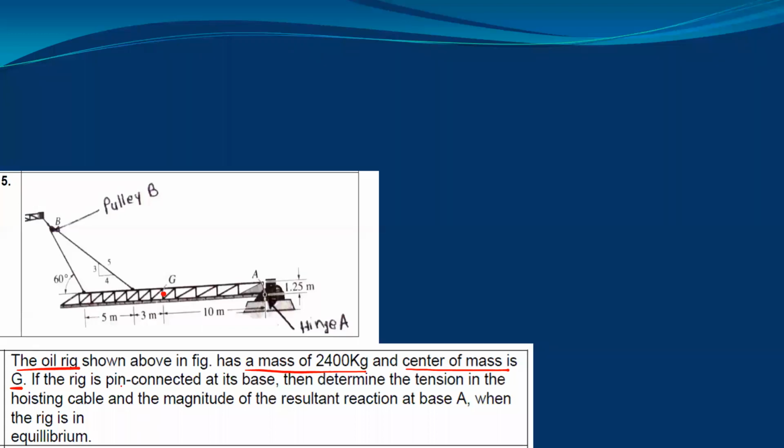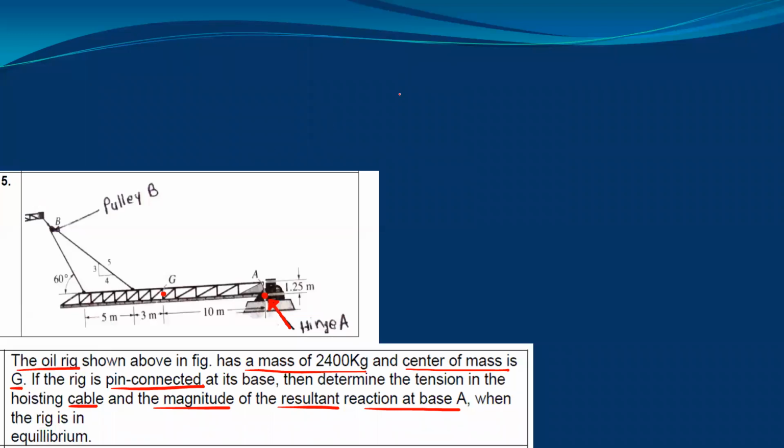If the rig is pin connected, so the meaning of pin connected is that this is the hinge support at its base. So here you can see this is the pin connection, so this is your hinge point. Then determine the tension in the hoisting cable and the magnitude of the resultant reaction at the base A when the complete rig is in equilibrium. Okay.